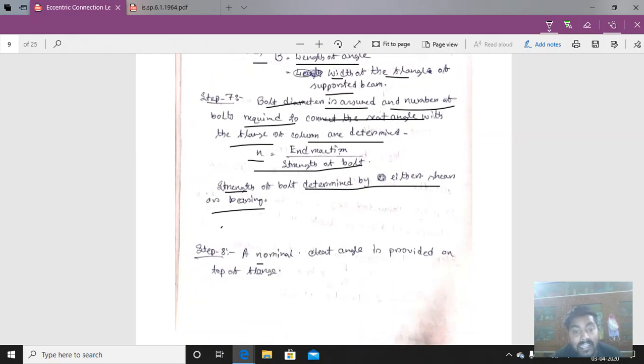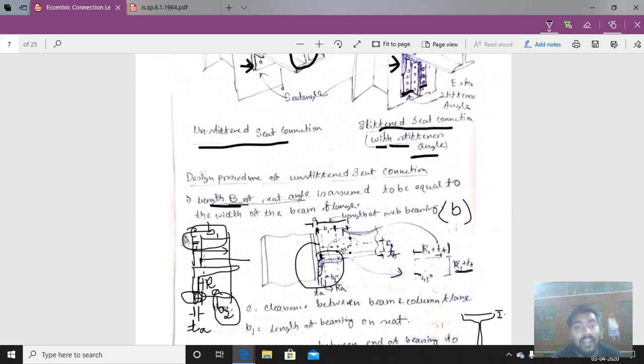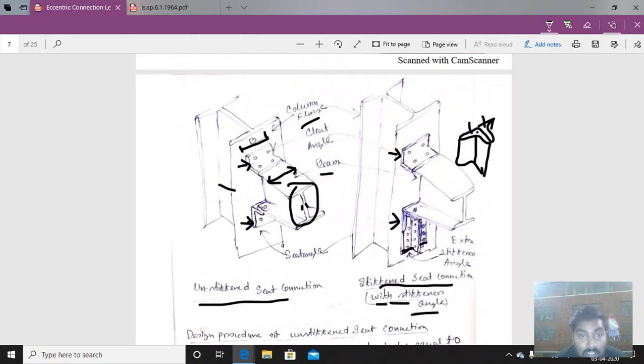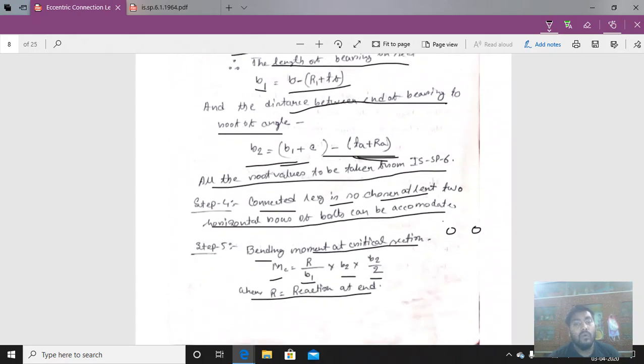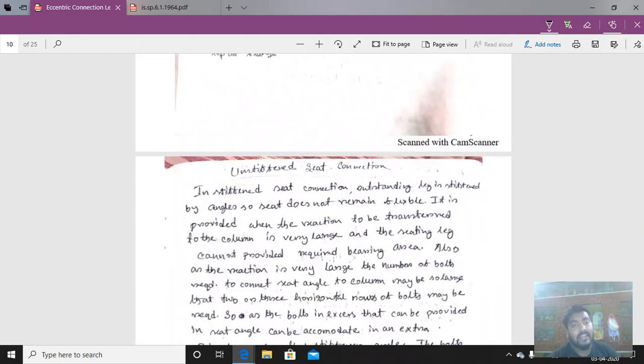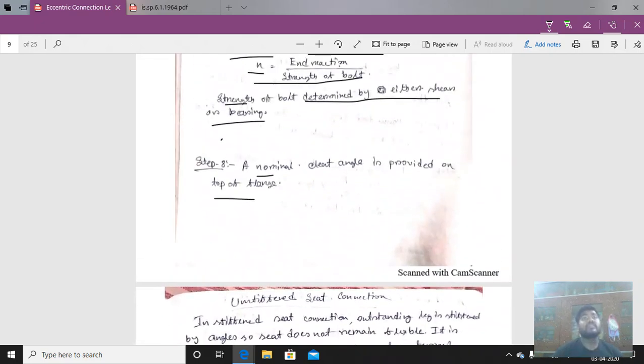And a nominal cleat angle, I have told you what a cleat angle is. This angle is called the cleat angle. The cleat angle is not a load carrying member, I have discussed it in the earlier case. So the cleat angle will be taken as a nominal, normal angle, so no design for that is required. Okay, so this is the design procedure. We will see how to proceed with the design in a math. It is very important. We will see one math of this stiffened connection.